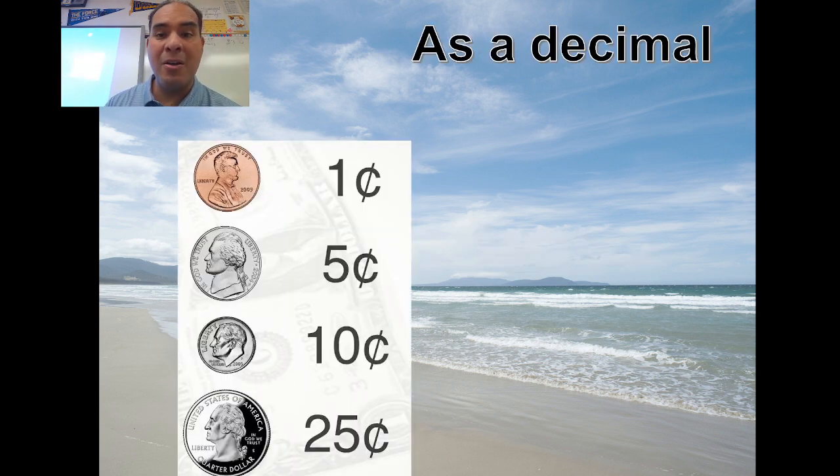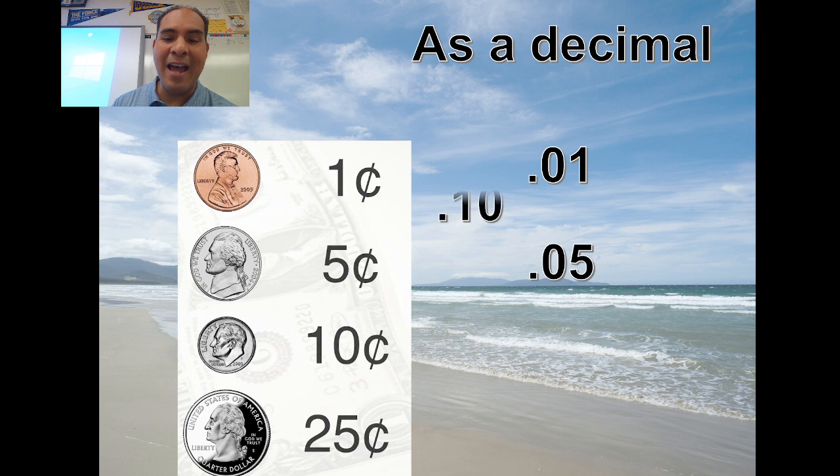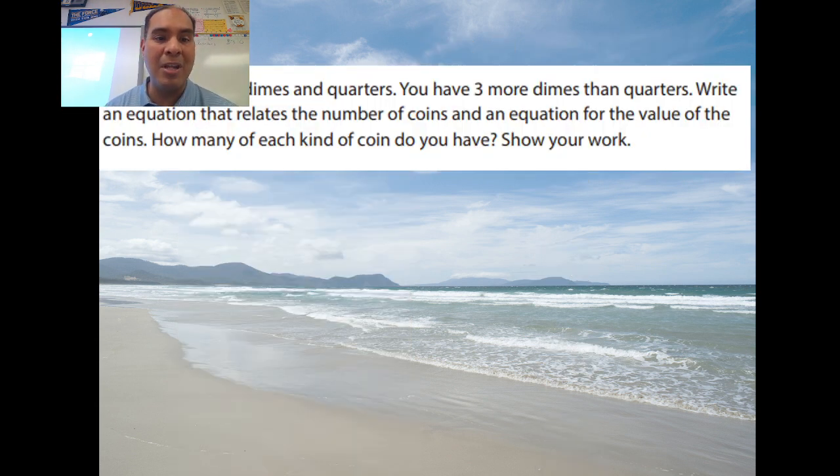Before we begin though, we've got to make sure we understand all of our coins here. We know a penny is worth 1 cent, a nickel is 5 cents, a dime is 10 cents, and a quarter is 25 cents. But as decimals, a penny would be written as $0.01, a nickel would be $0.05, a dime will be $0.10, and a quarter will be $0.25. So we're going to need that for our problem for today, which is this.